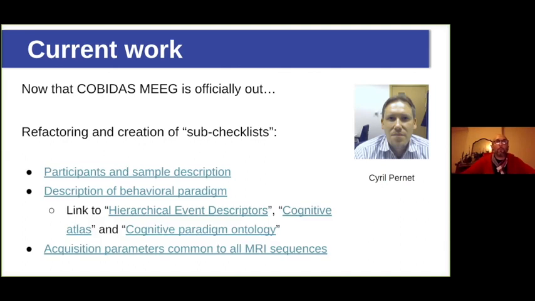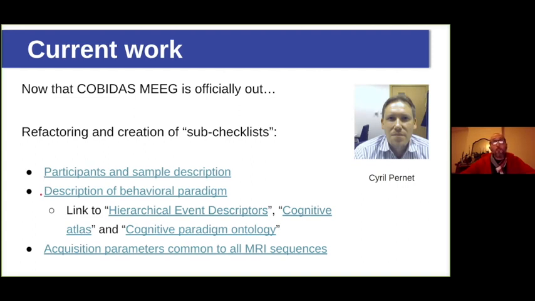Right now there are checklists that exist but are very much work in progress. So if you start using them, you're going to realize there are some things that are missing or just not there. But we started working on some of those, on participants and sample description, because that's a common point to, if not most studies, at least many studies, where you have to describe your participants and your sample.